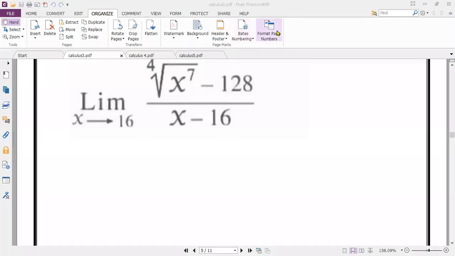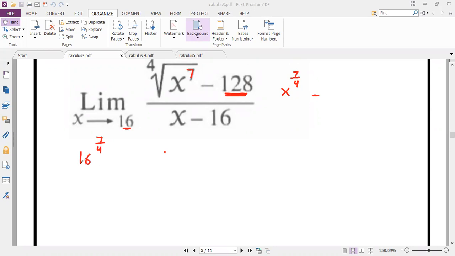You should be familiar with roots, and I have here the fourth root of x to the power of 7. You know that this is going to be written as x to the power of, divide this power 7 by the index, so 7 over 4. And if you check 128, this 128 can be written as 16 to the power of 7 over 4.